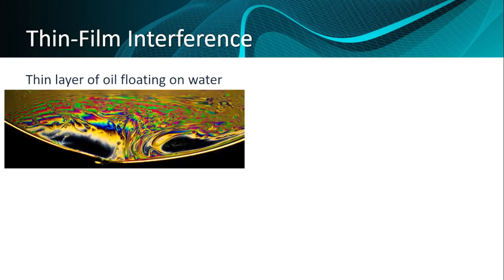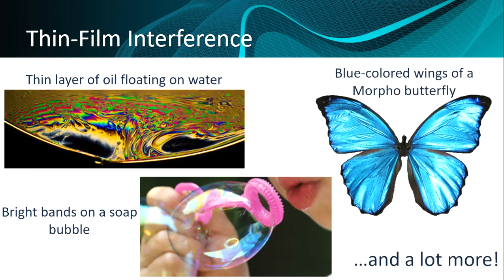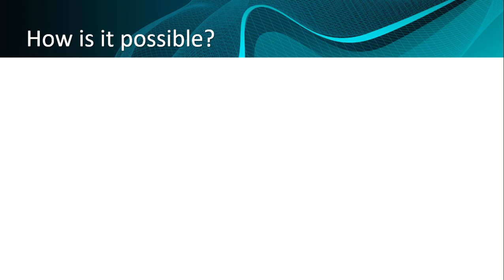If you happen to see a thin layer of oil floating on water, bright bands on a soap bubble, or the blue-colored wings of a morpho butterfly, these are just some of the many ways thin film interference can occur in nature. There are a lot more applications of thin film interference. But how is it possible?